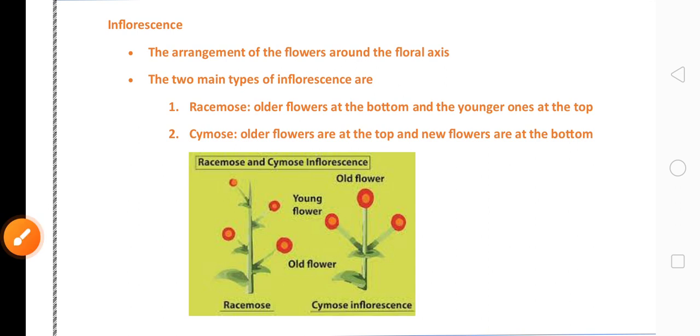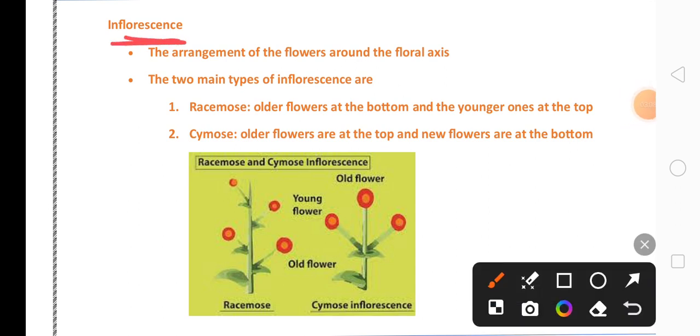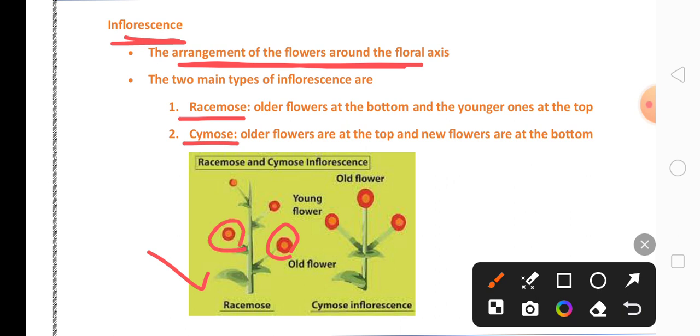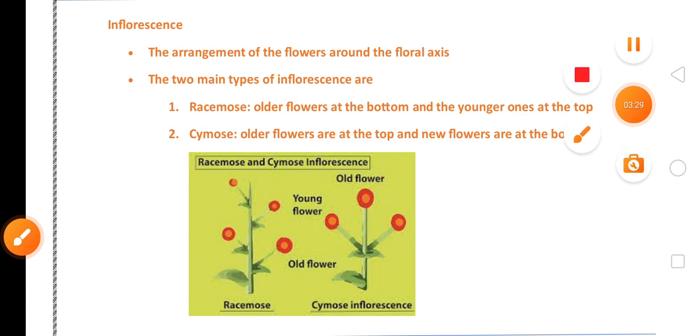Another 3 marks question is inflorescence and its types. Inflorescence means arrangement of flowers on the floral axis. There are 2 types, racemose and cymose. In racemose, older flowers are at the bottom and young flowers are at the top. Whereas in cymose type of inflorescence, older flowers are at the top and young flowers are at the base. That is inflorescence and its types, important for 3 marks.